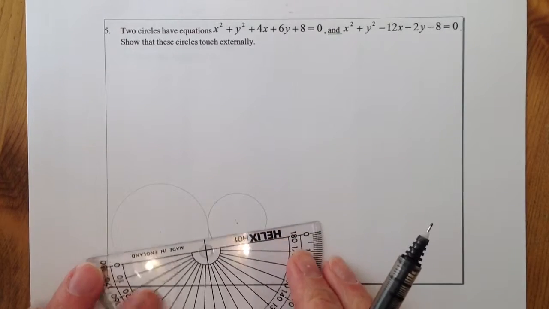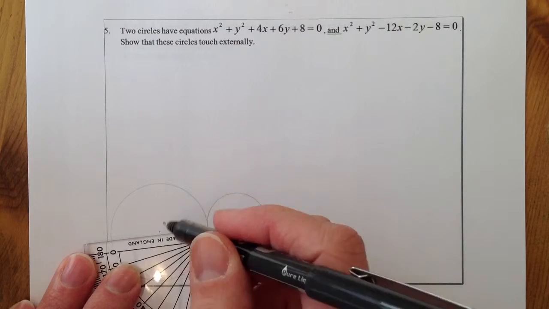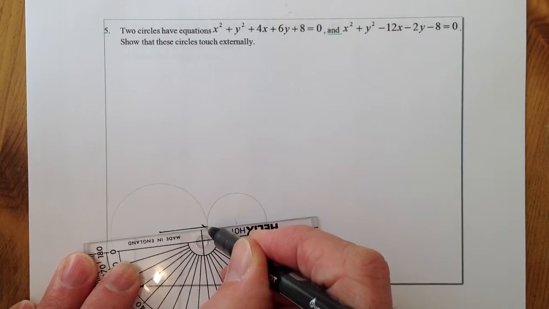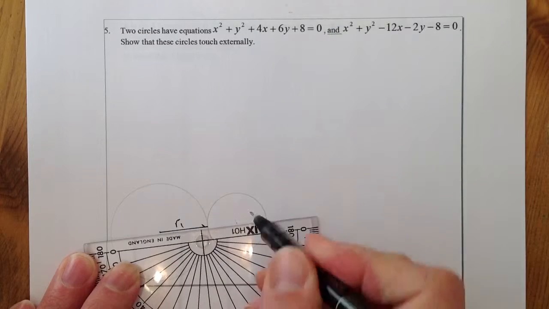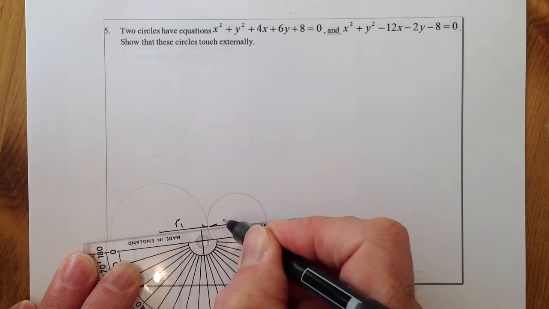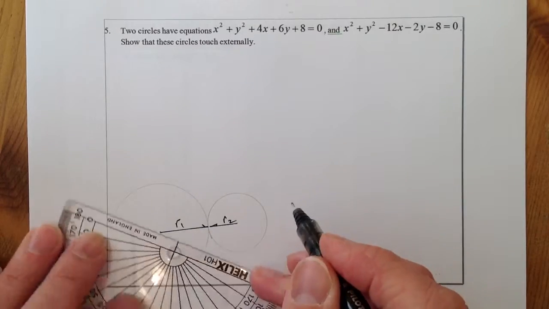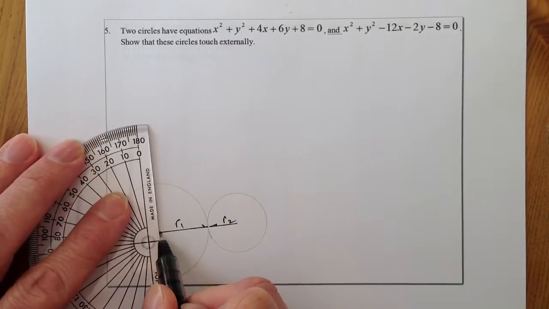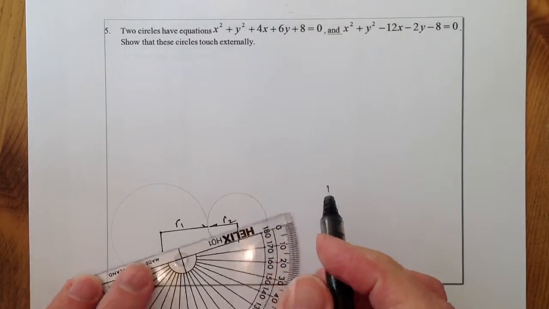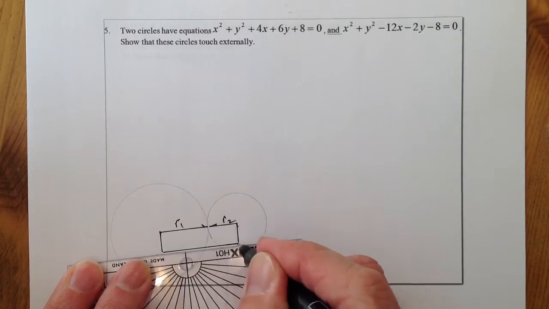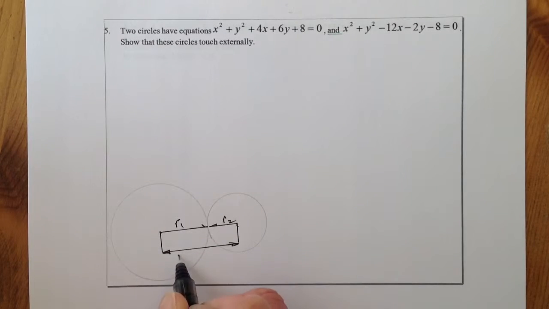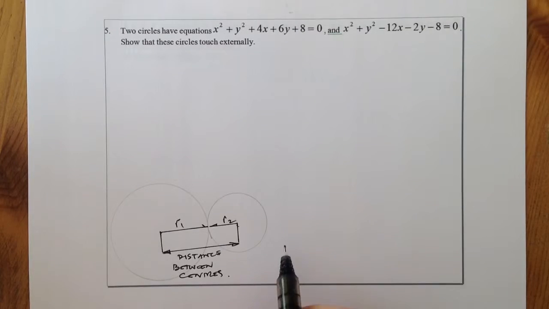So what I'm going to do is join up these centres. First of all I'm going to find out the radius of one of the circles, R1. I'll then find out the radius of the other circle, R2. Then I'll draw the distance between centres. If R1 plus R2 equals that distance, then they must be touching externally, and that's what I'm going to go ahead and do.